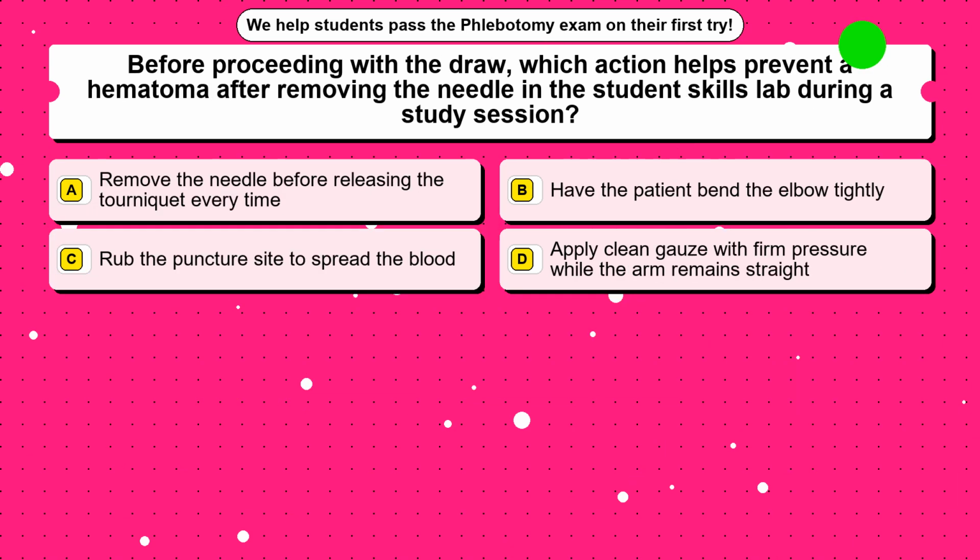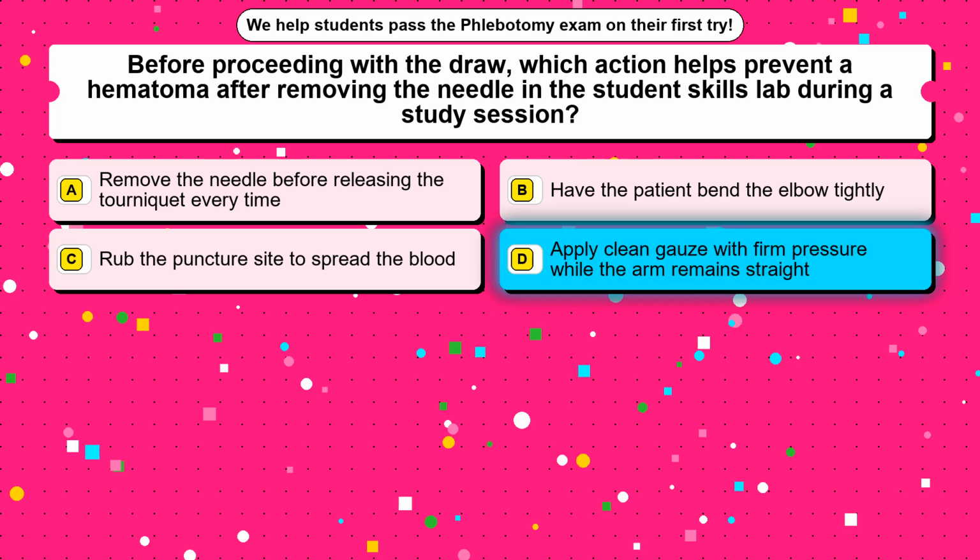Question 43. Before proceeding with the draw, which action helps prevent a hematoma after removing the needle in the student skills lab during a study session? Option A. Remove the needle before releasing the tourniquet every time. Option B. Have the patient bend the elbow tightly. Option C. Rub the puncture site to spread the blood. Option D. Apply clean gauze with firm pressure while the arm remains straight. The correct answer is option D.